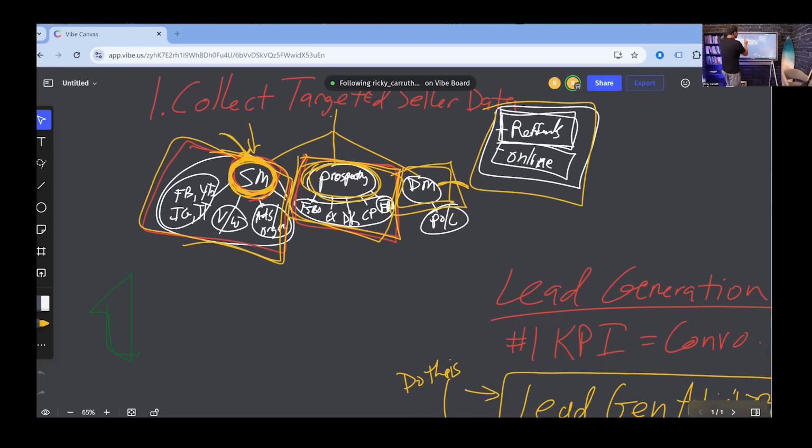Okay. So when I'm thinking about this, I'm going to do social media. But I'm not going to use it for my main lead gen. I'm telling you what I would do. I'm not going to use it for my main lead gen.